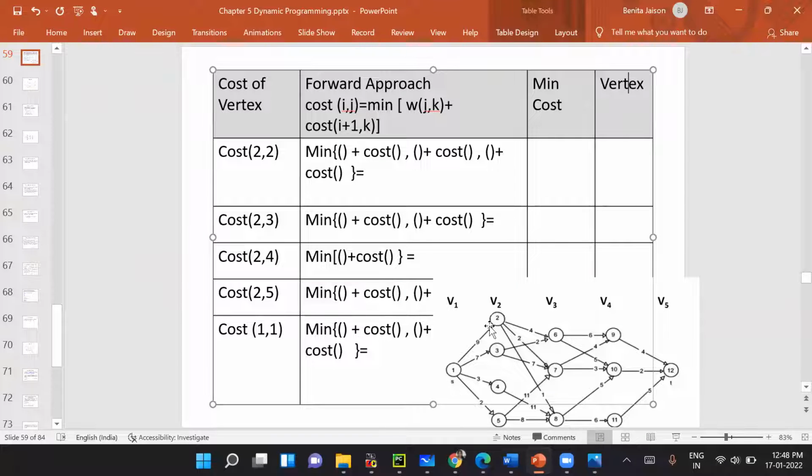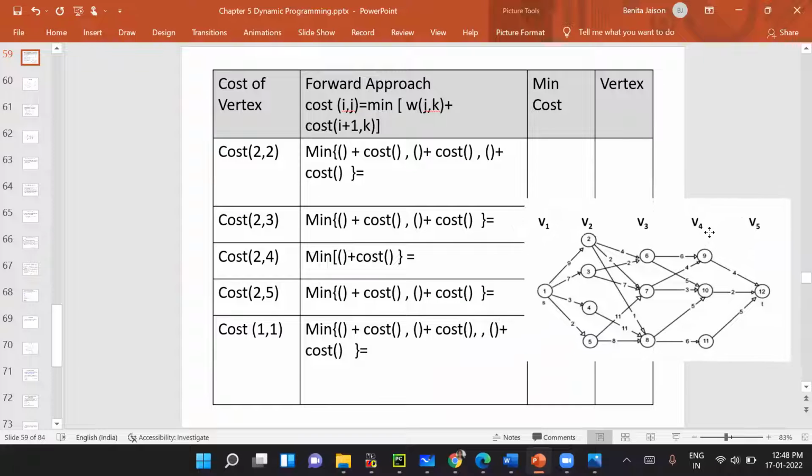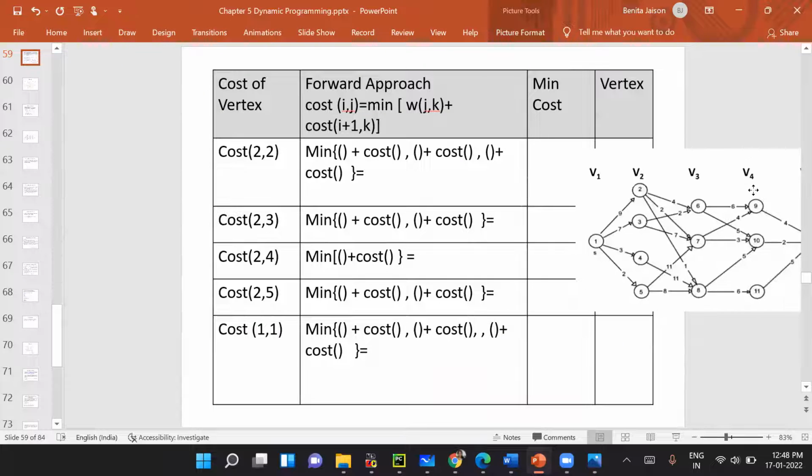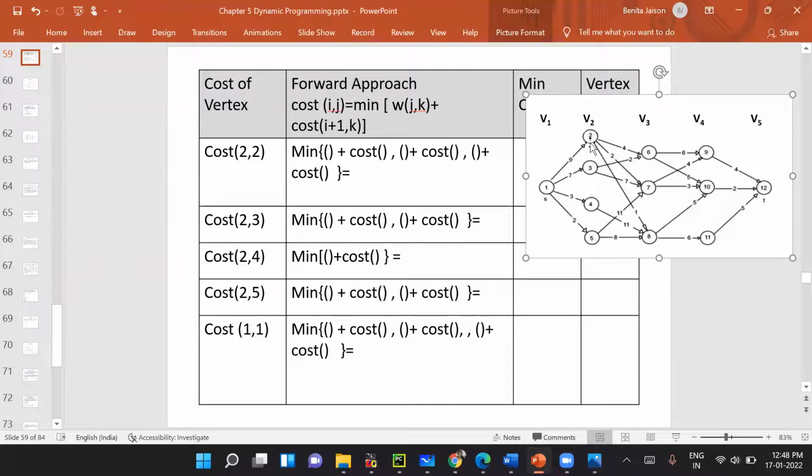Now what is the cost of vertex 2? Listen here. Now vertex 2 in stage 2 is having how many edges? Listen here, this is a little more, we have 3 edges now, right? 2 to 6, 2 to 7 and 2 to 8.